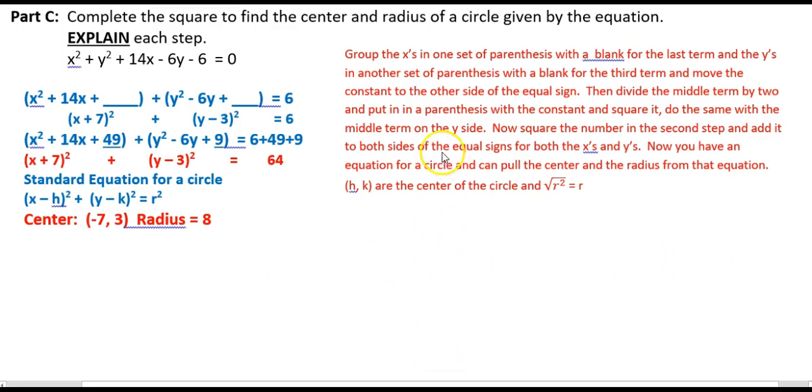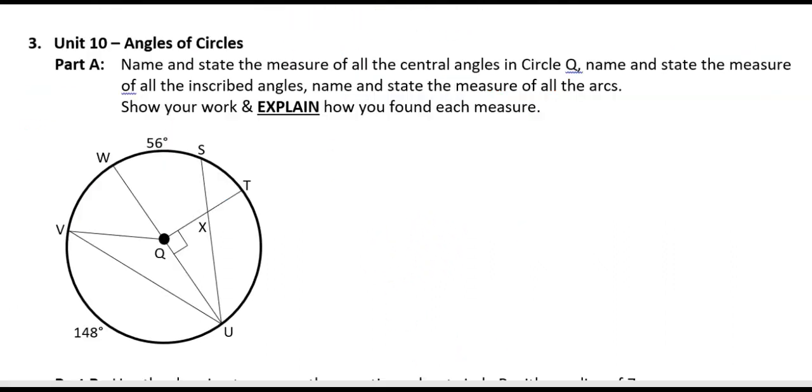So that's what you need to write out for an explanation, something of that nature. So now we're on number 3, which is unit 10, and this has to do with angles and arcs of circles. It says name and state the measure of the central angles in circle Q, and name and state the measure of all the inscribed angles. Name and state the measure of all the arcs. Show your work, explain how you found each measure. So that's what we're going to do. We're going to work through this drawing together here.